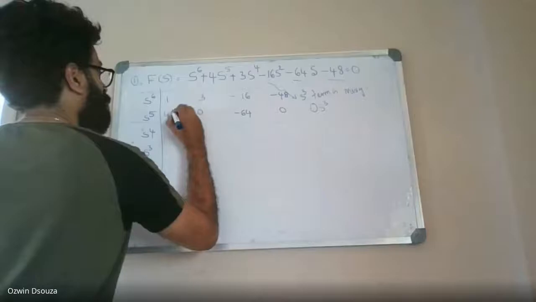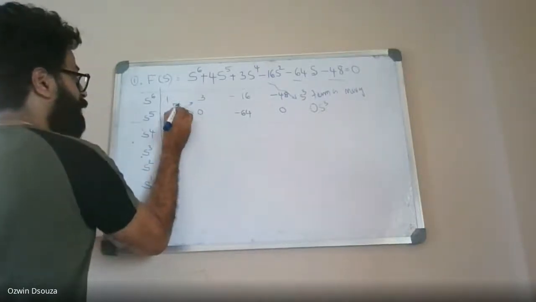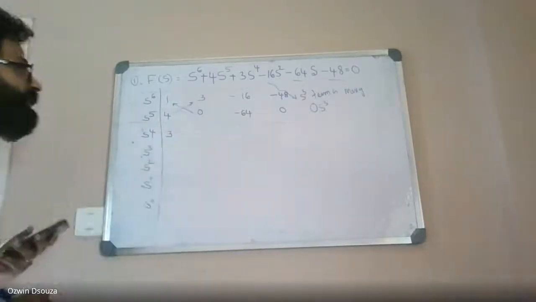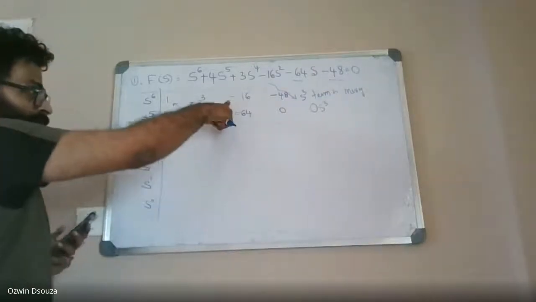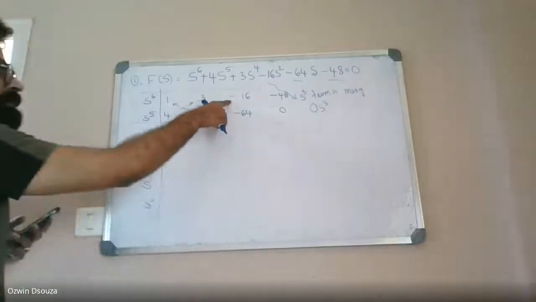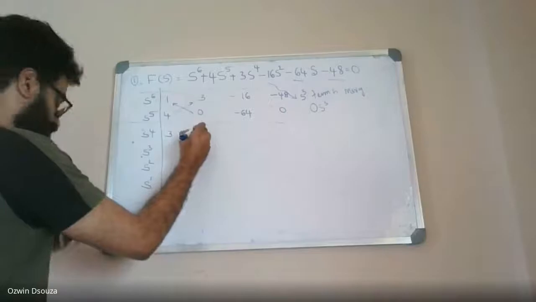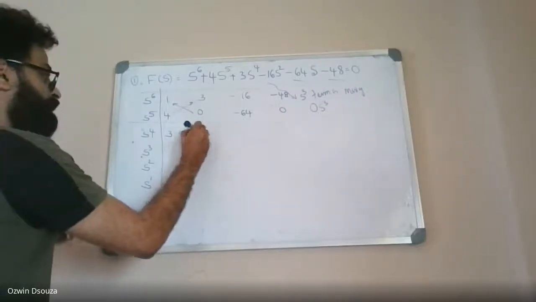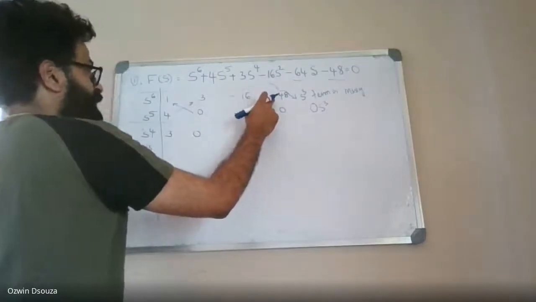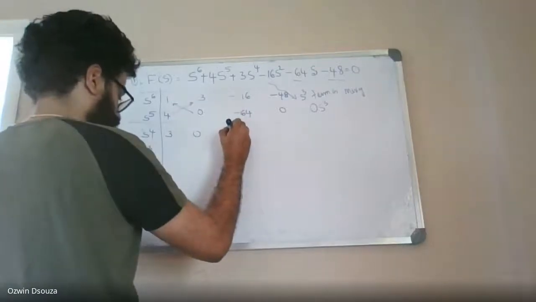You can do 4 into 3 minus 0, divided by 4. So that is 3. Next you have 4 into minus 16, minus 64, minus of minus 64, divided by 4. So you will get it as 0. And this you will get as 4 into minus 48 minus 0, divided by 4. So you will have minus 48 here.